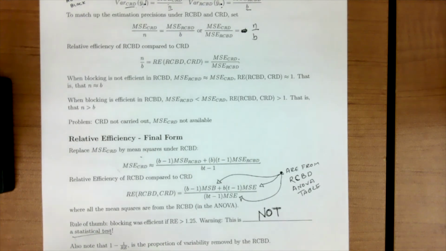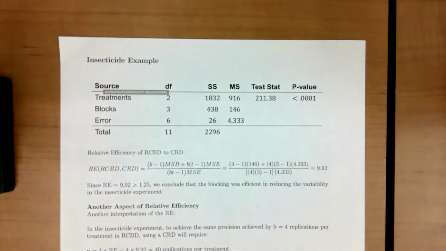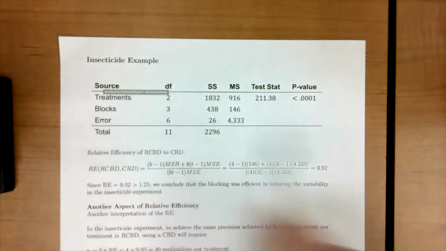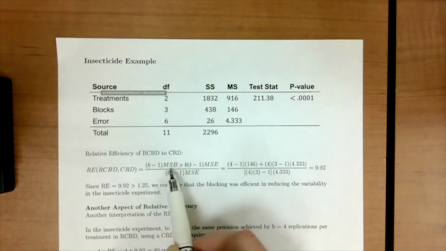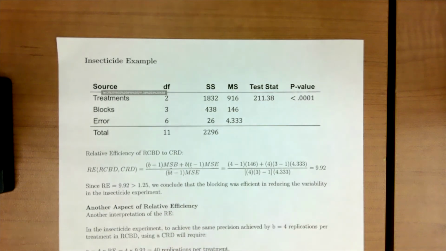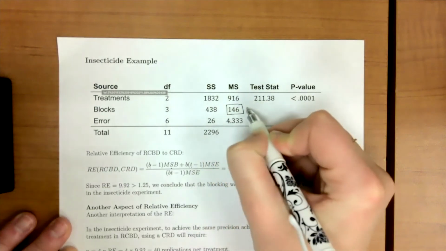Okay, now let's do an example to hopefully help put this in concrete terms. So here is our insecticide example. We have our treatments, block, error, ANOVA table. To calculate our relative efficiency, we need our number of blocks, our MSB, our number of treatments, and our MSE. Okay, so our MSB is here.